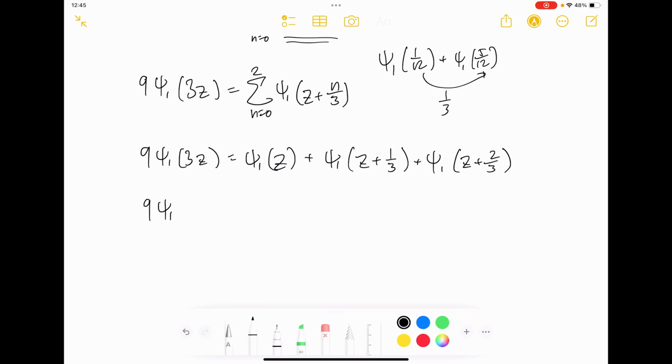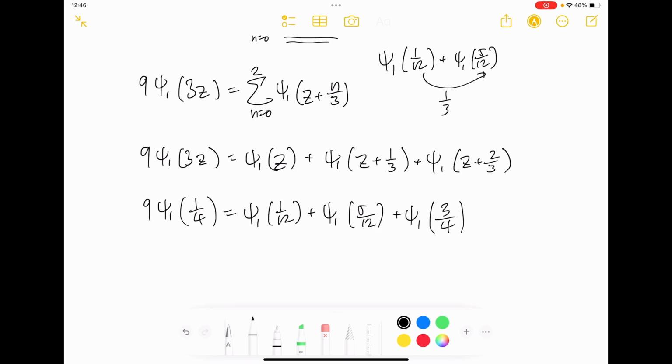So 9 psi 1 of 3 times 12th, which is a fourth, a quarter, equals psi 1 of 12th, plus psi 1 of 5/12ths, plus psi 1 of a 12th plus 2/3, which is a 12th plus 8/12ths, which is 9/12ths, which is 3/4. Quick maths.